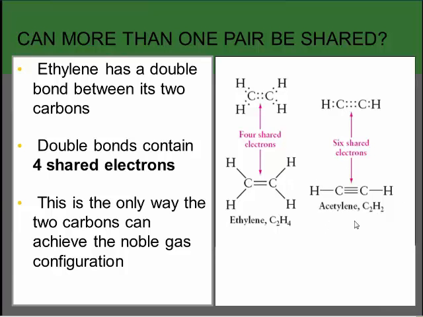Here's an example of 3 shared bonds, or a total of 6 shared electrons, in acetylene, C2H2. Each carbon shares 3 pairs of electrons with the other carbon, and 1 pair with a hydrogen on the other side, again achieving a full octet for each carbon.